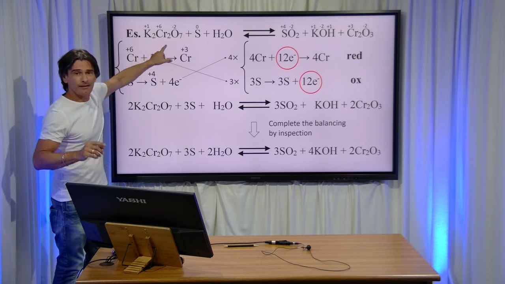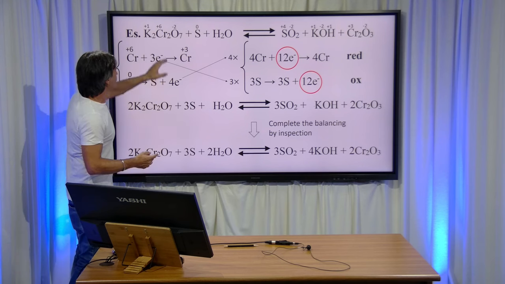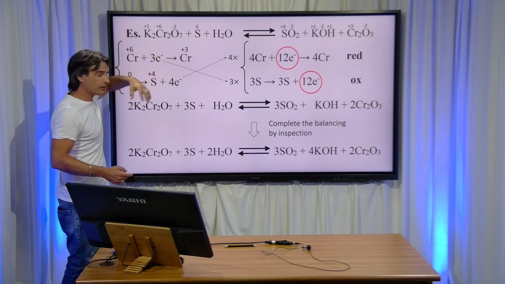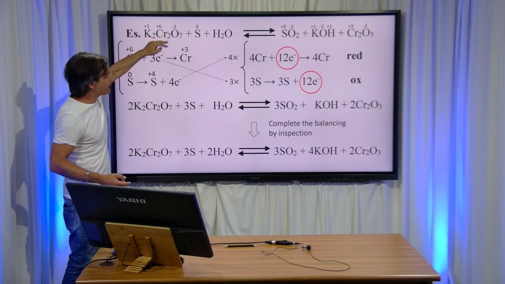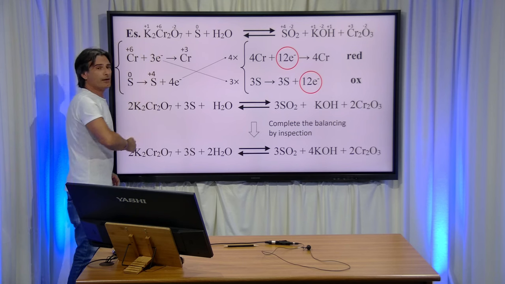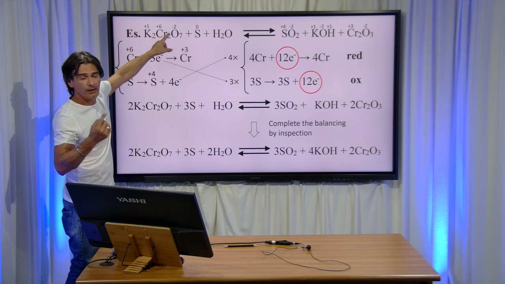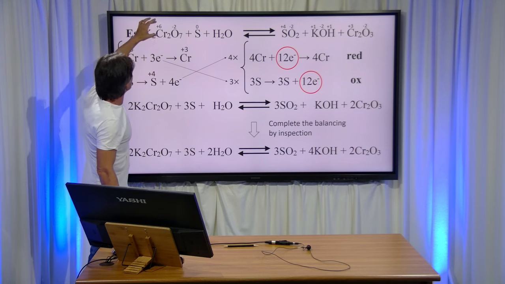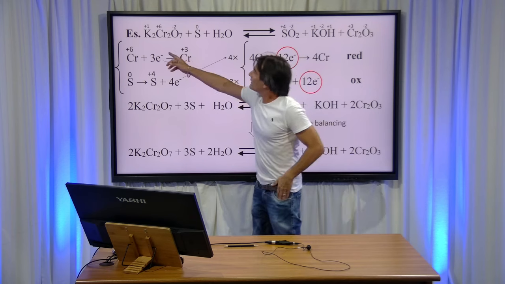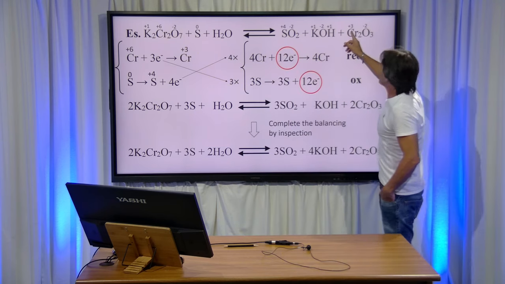Please remember that the oxidation number always refers to a single atom. So don't look to the number appearing in the formula. Afterwards you can consider it, but when you write the oxidation number, you always have to refer to a single atom. Here we have chromium that is decreasing its oxidation number, passing from plus 6 to plus 3.